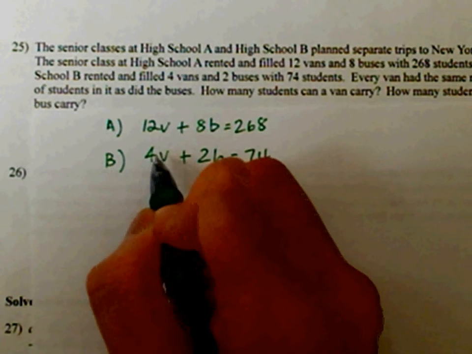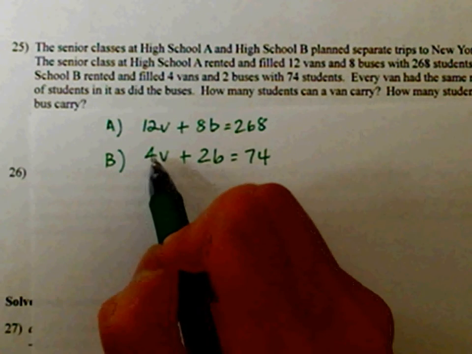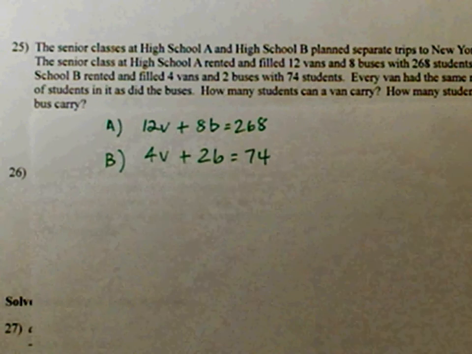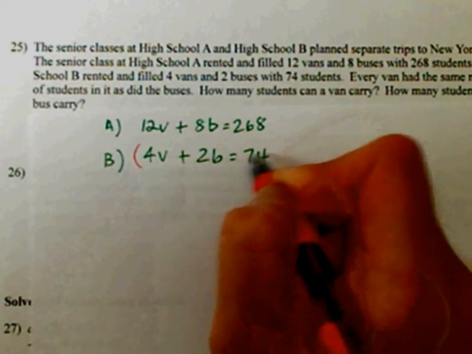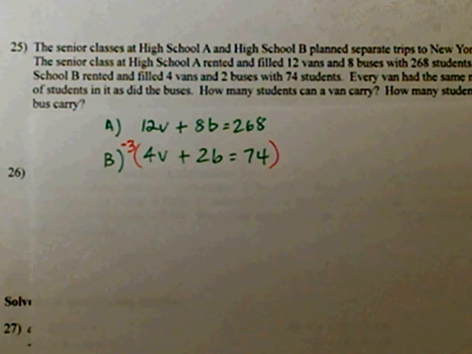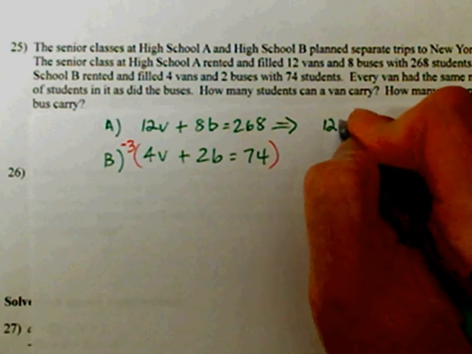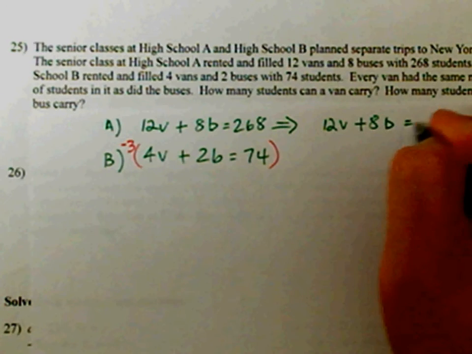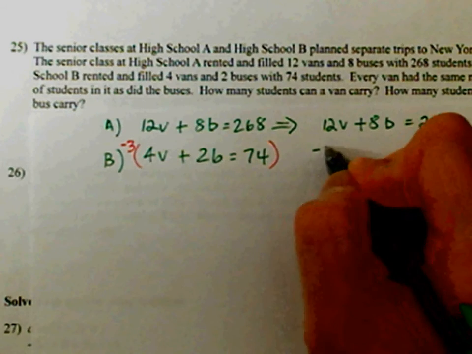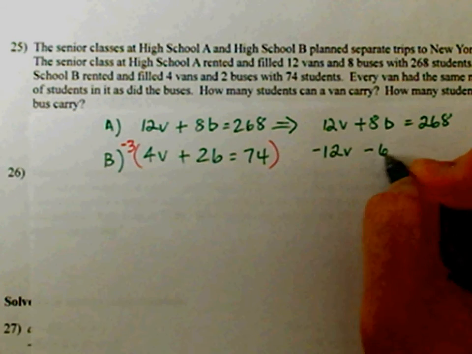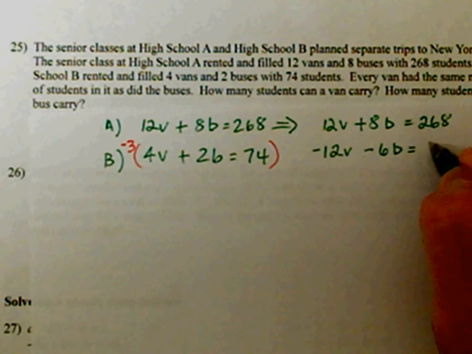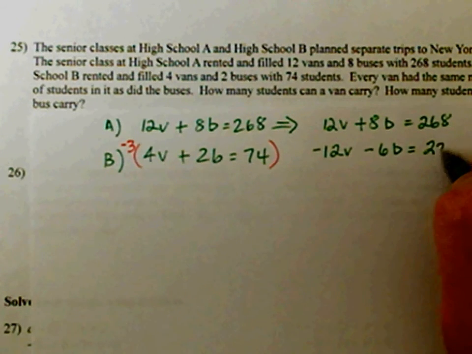So you need to think about what can you multiply the bottom one by to cancel out that positive 12v. So I am going to multiply the bottom one by a negative 3. Okay? So you got 12v plus 8b is equal to 268. Multiply negative 3 straight through, so you got negative 12v minus 6b is equal to 74 times 3 is 222. Okay.